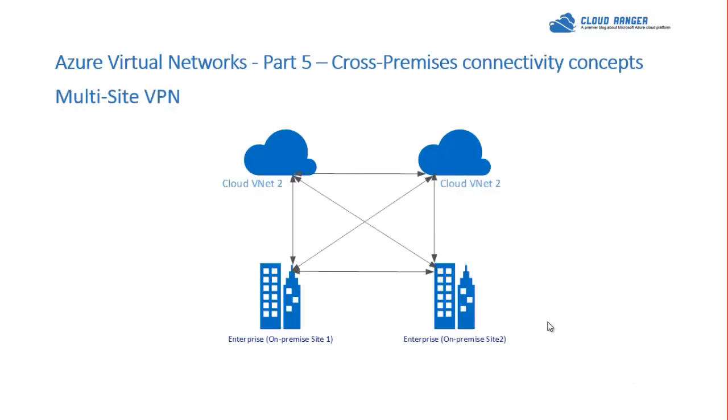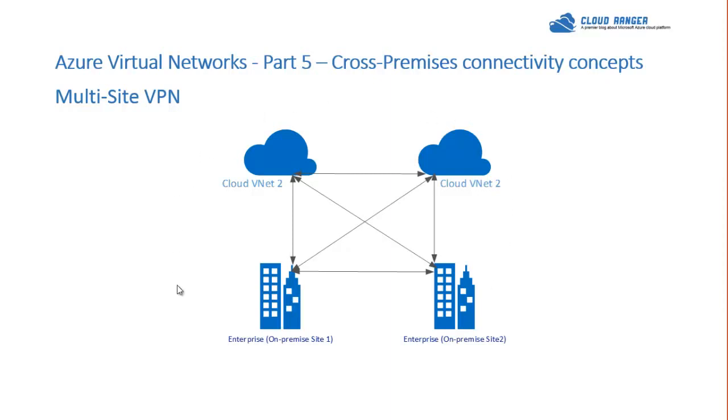Okay, this is the multi-site VPN topology, and this happens to bring everything together and makes it the most interesting of them all. So you have a combination of on-premise sites as well as cloud virtual networks. And with a multi-site VPN topology, basically everybody is connected to everybody. So there's no single point of failure.